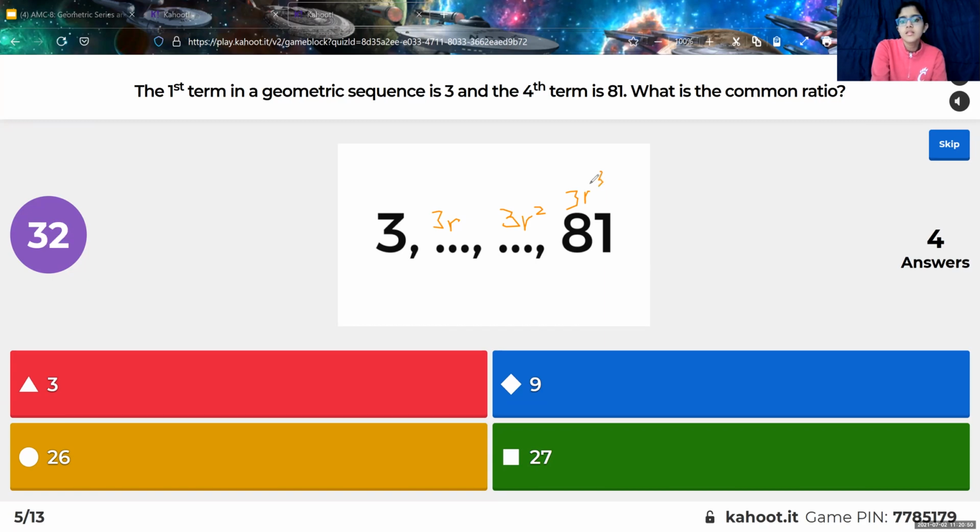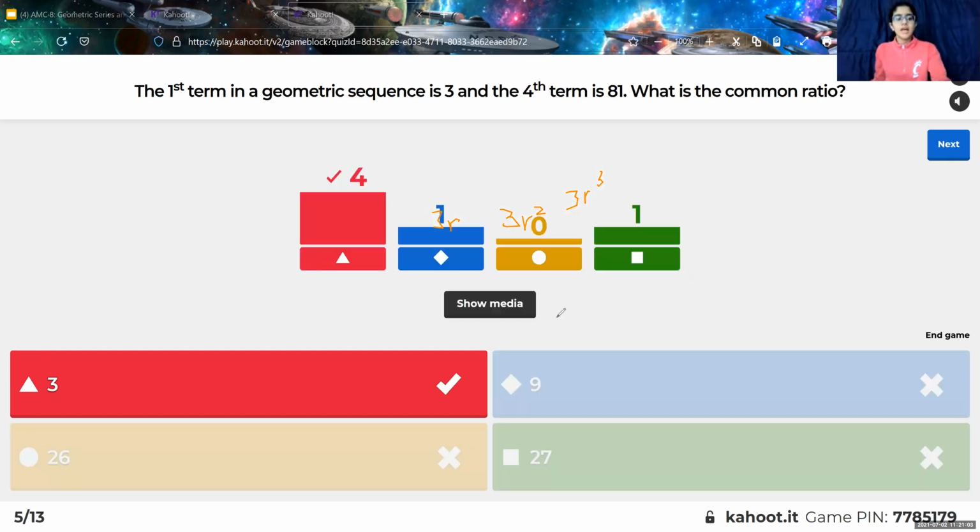So 3r cubed equals 81. So what would that mean r is? Okay, so the answer is 3, and that's because 3r cubed is equal to 81. So you get 81 divided by 3 is 27, then the cube root of 27 is just 3, so that means that the common ratio is just 3.